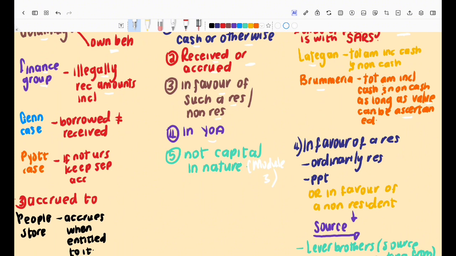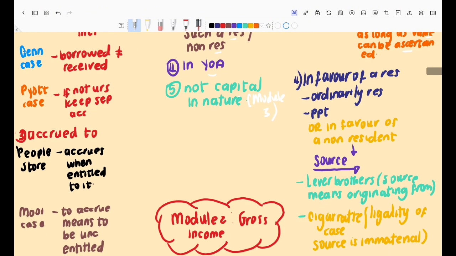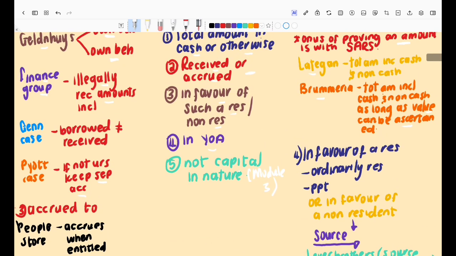The Gen case says if you borrowed an amount, it's not received by you because you still have to repay it, right? So if you borrow an amount, it's not going to be part of your gross income. And then the Pure case tells you that if you are receiving an amount and it's not yours, then for it to not be included in the gross income calculation, you should put it in a separate account. If you don't put it in a separate account, it will be seen as yours. So those are the 4 cases: Gen case, Gilden Heights case, Pure case, Finance Group case.